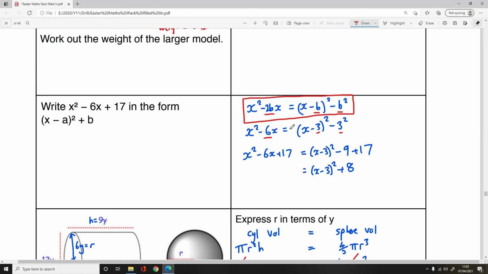But it's not just x squared minus 6x, it's x squared minus 6x plus 17, so we need to add a 17 on the end. So minus 9 plus 17 is overall plus 8, and that's done.